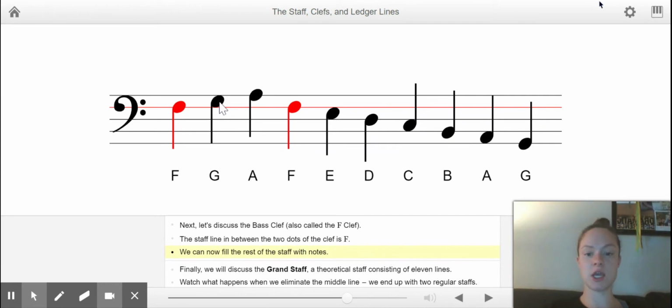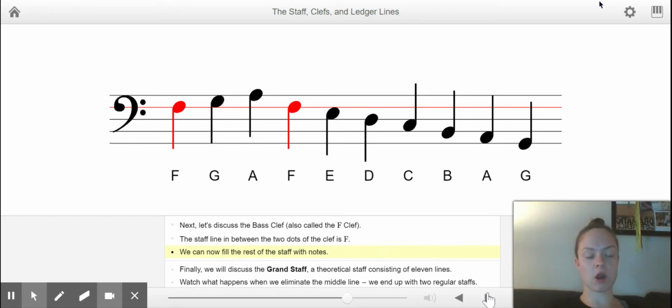Same thing with your G. It's going to be E in treble clef. So from E I go F, G, and now I have my G in bass clef. A, it would be F in treble clef. So I go F, G, A, and there's my A in bass clef.